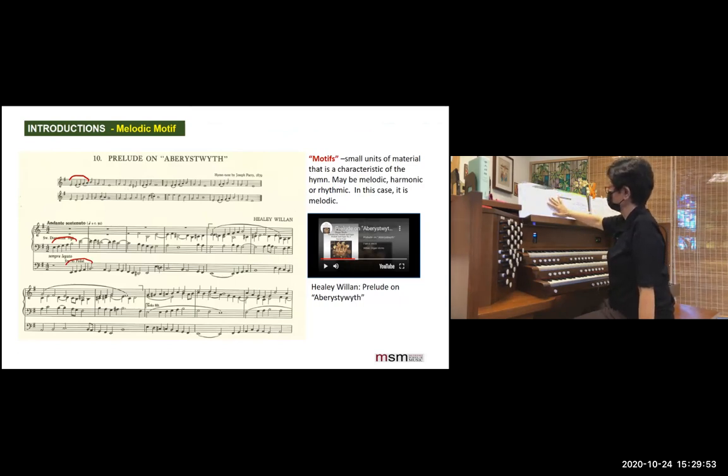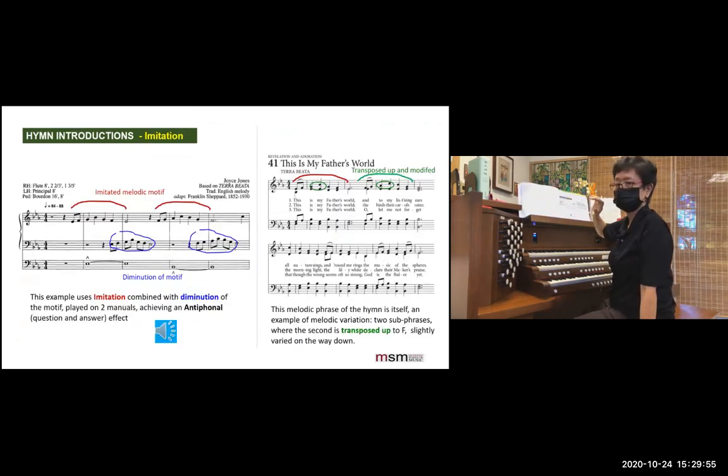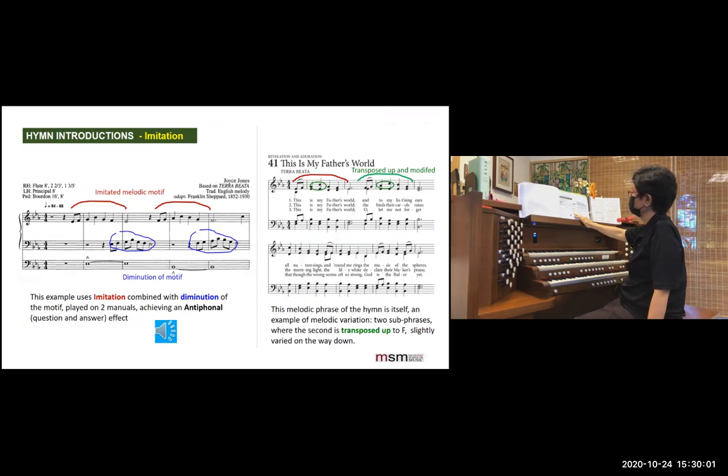Okay, so now, of course, we can't do this elaborate stuff. Let's see what we can do. Next one, hymn introductions, imitation with small melodic motifs. So this piece comes from Joyce Jones' book, The King of Instruments. If you're taking organ lessons, usually you encounter this book, and this is one of those exercises, which I thought is quite interesting to use for the hymn, This Is My Father's World.